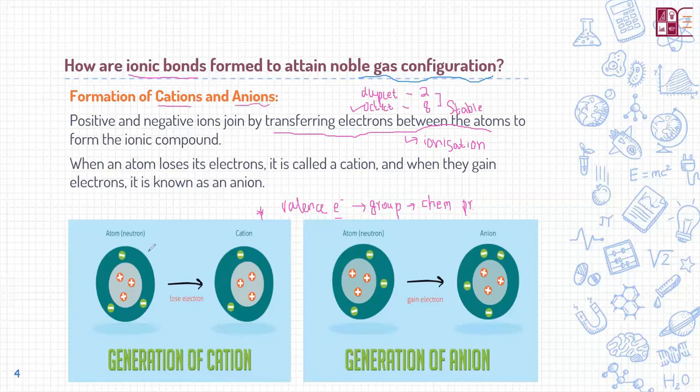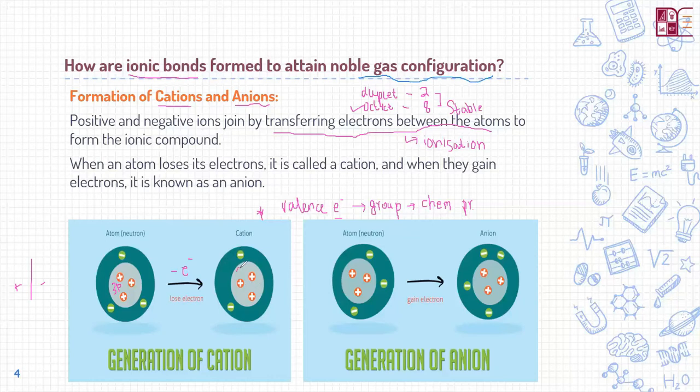For example, when an atom is neutral, it has the same number of protons and electrons. You see three protons present inside the nucleus, and it has three electrons. So all the positive and the negative charges are balanced, right? But when it is going to lose its electron, the electron carries a negative charge. That is why it is written like this.